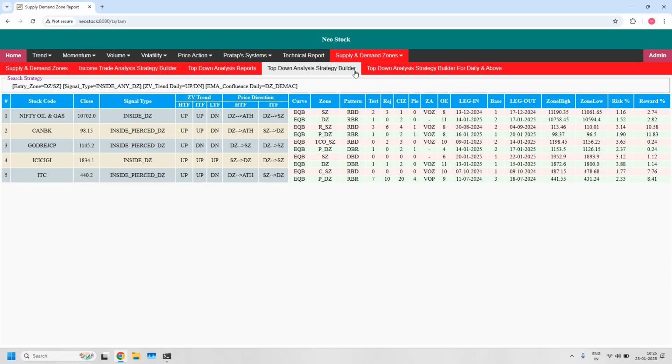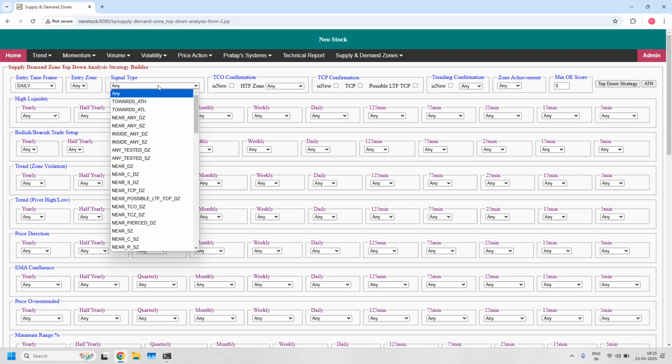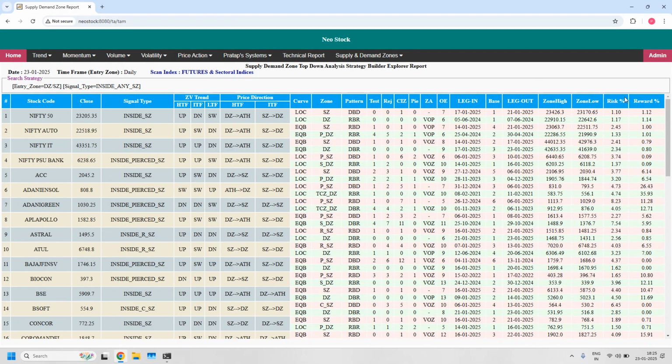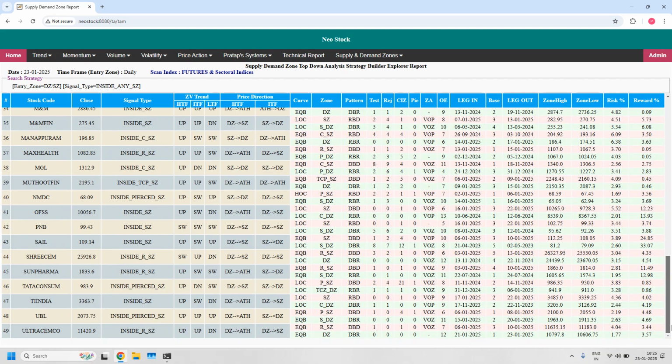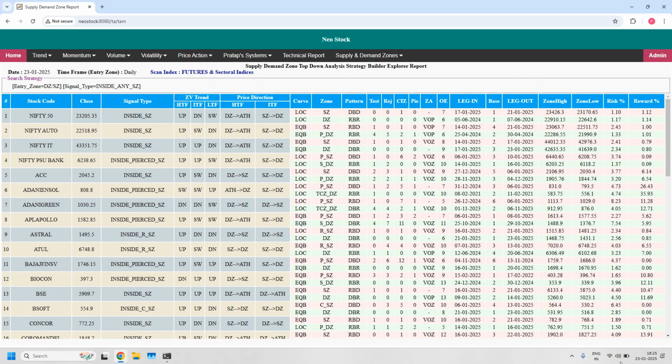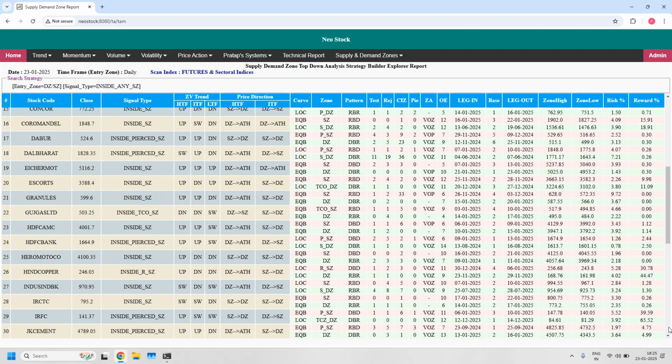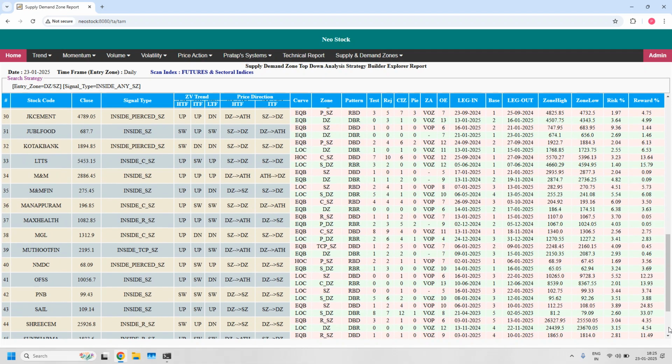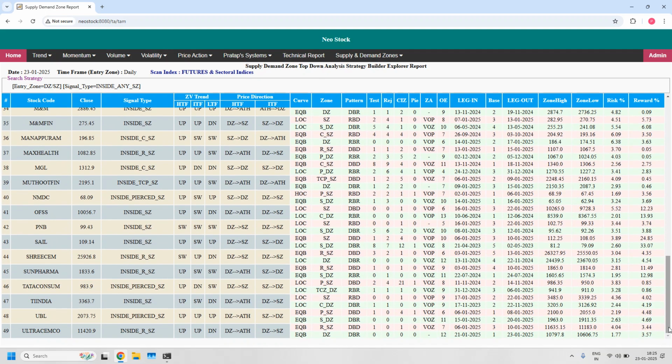Okay, next, daily time frame. Let us find the stocks where price closed inside the daily supply zone. We got 49 stocks. First 15 stocks in the list. I'm scrolling the list down. So total 49 stocks. Price closed inside the daily supply zone.